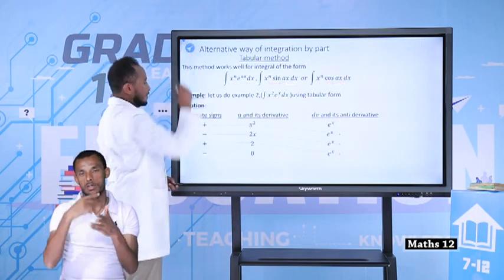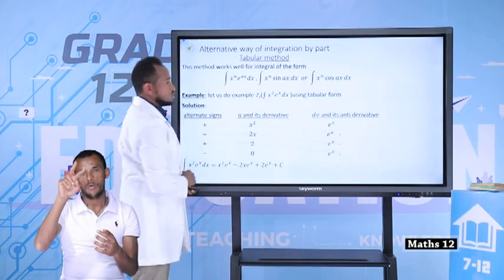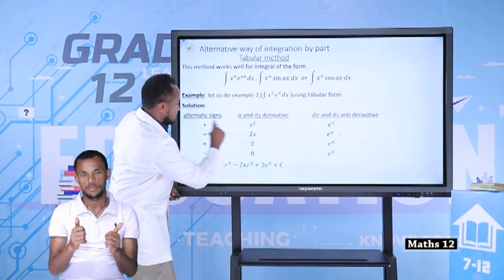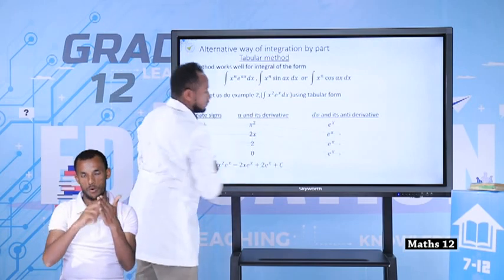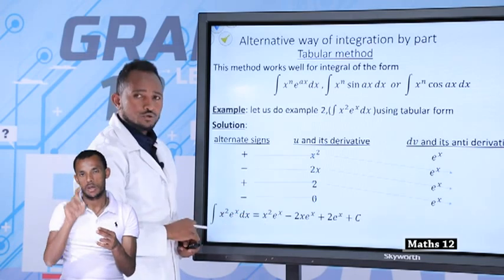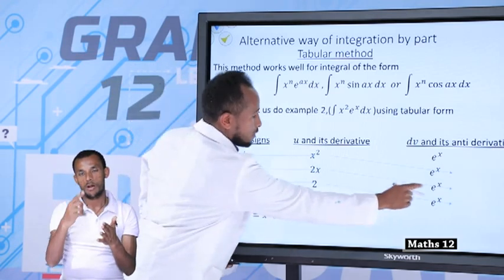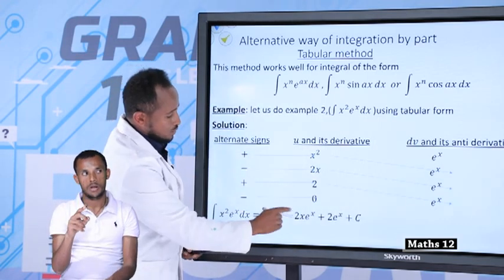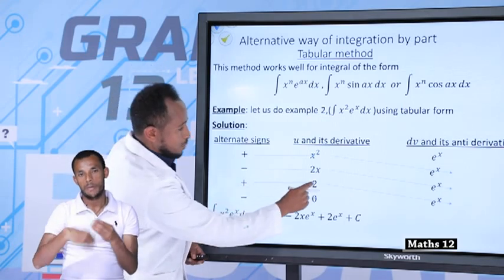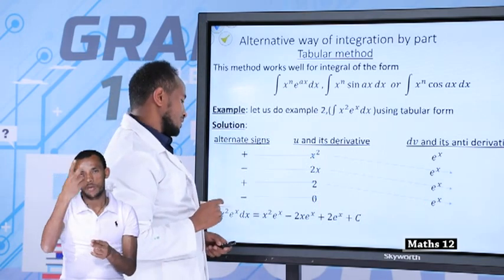Therefore, the integration of x squared e raised to x dx is equal to the positive of the product of the two, x squared times e raised to x. Next, minus the product of the two, minus 2x times e raised to x. And then plus the product of the two, plus 2 times e raised to x, plus some constant c.